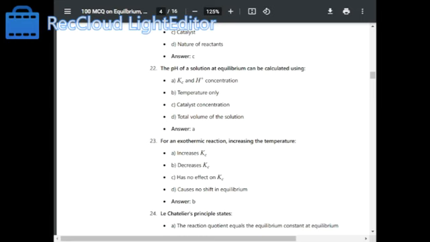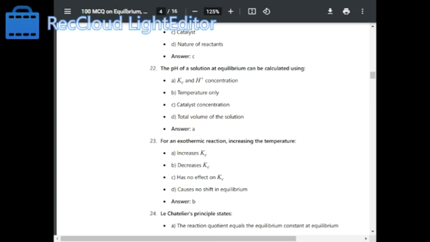The correct answer is A, Kc and H ion concentration. The pH of a solution at equilibrium can be calculated by using Kc and H ion concentration. Hence option A is correct.